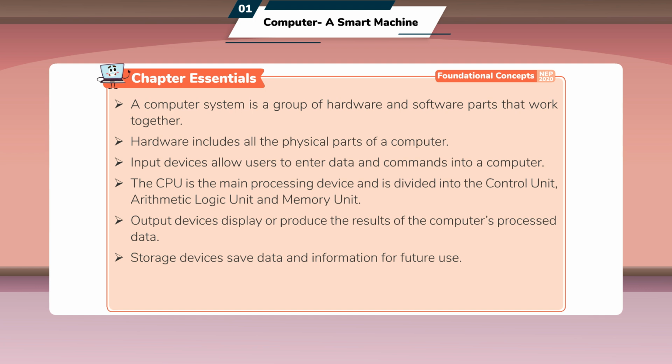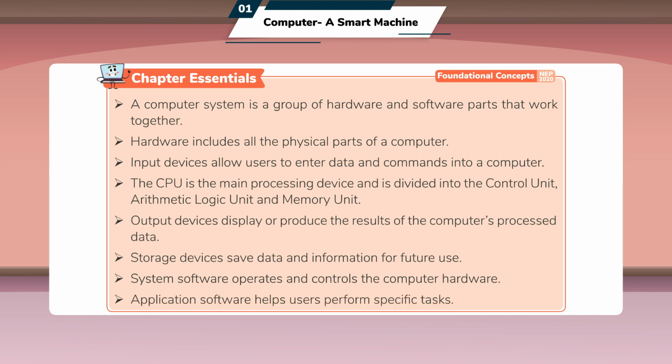Storage devices save data and information for future use. System software operates and controls the computer hardware. Application software helps users perform specific tasks.